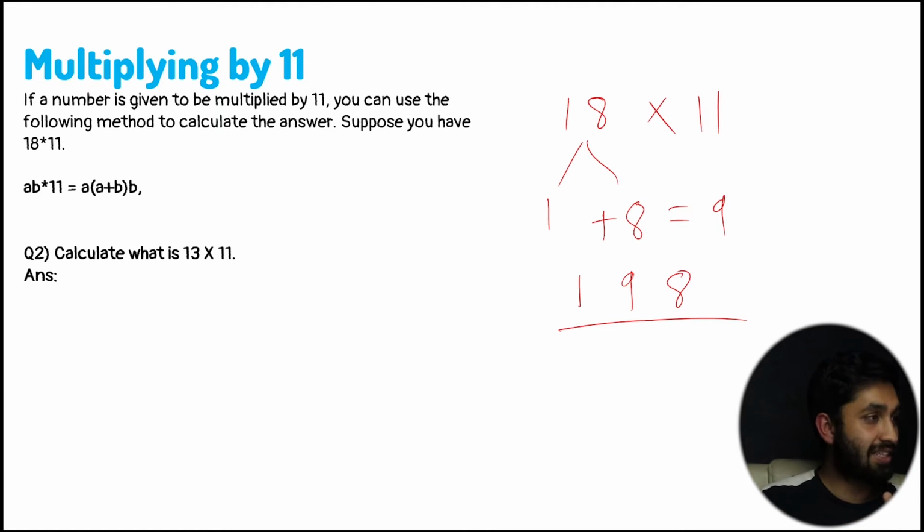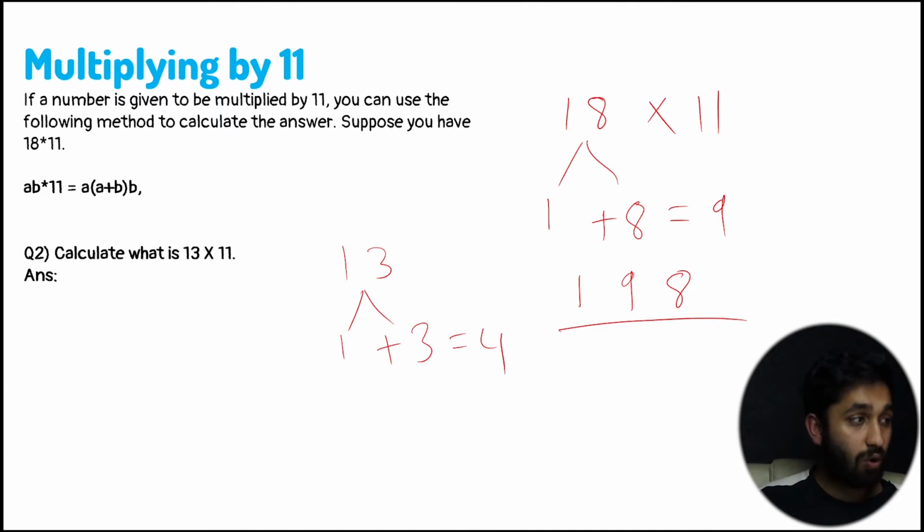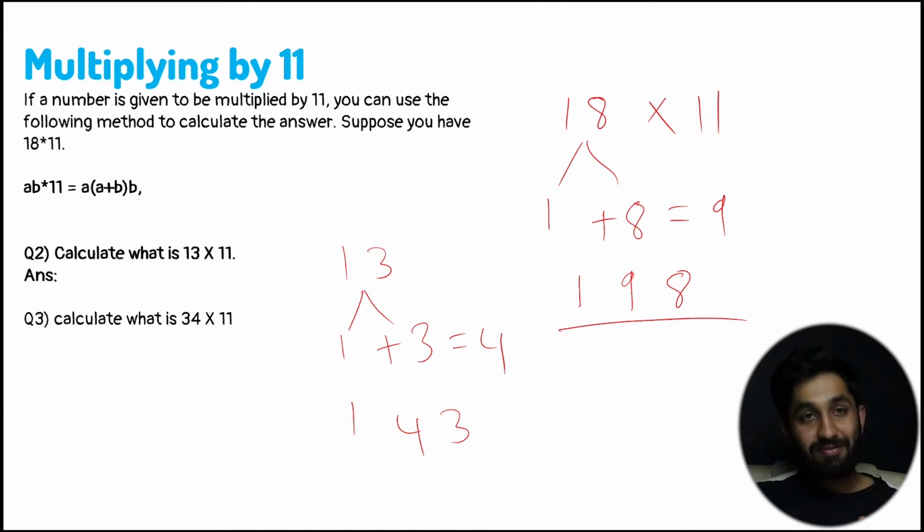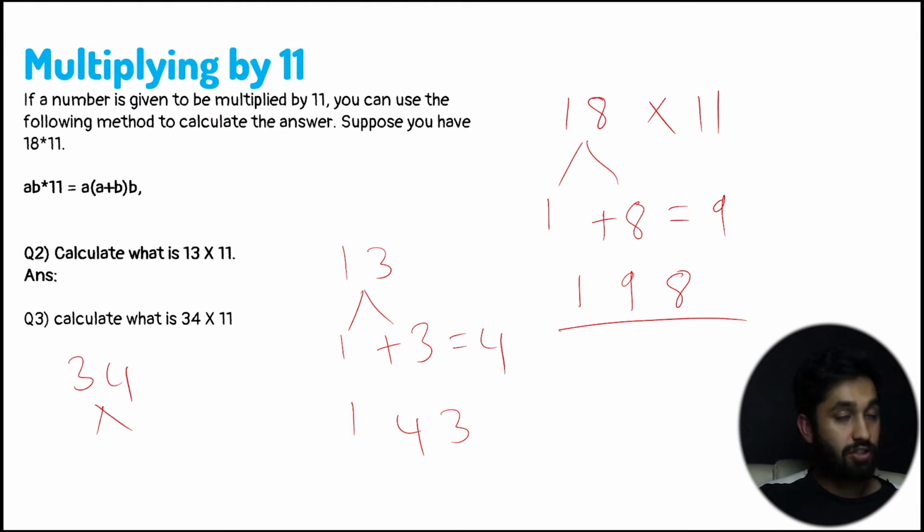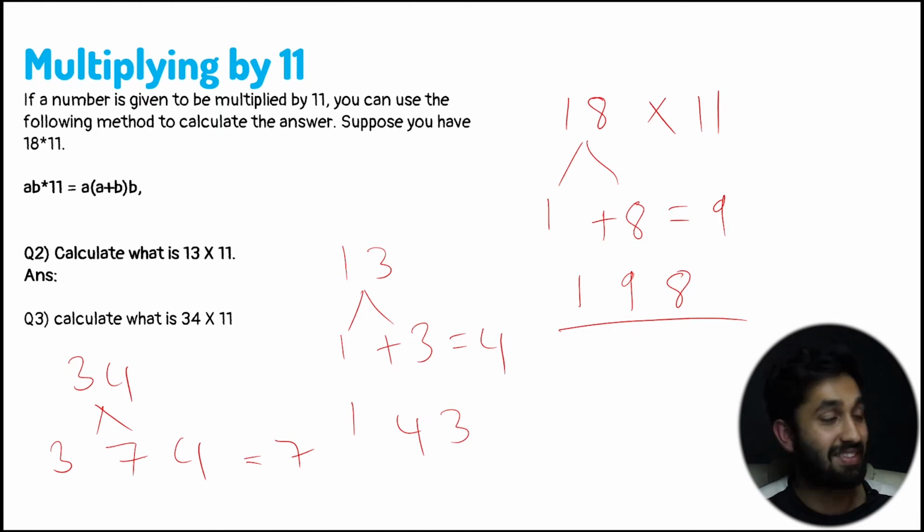Let's have a go at another one. Let's calculate what's 13 times 11. Well, once again, we're going to split up the number 13 into its 2 digits, so 1 and 3. 1 plus 3 is 4. Now, we're going to shove 4 back in between the 1 and the 3 to make 143. It's that simple. It's honestly amazing. Okay, what about 34 multiplied by 11? Well, we're going to split up 34 into its 2 digits once again, so 3 and 4. 3 plus 4 is 7. Now shove 7 between the 3 and the 4 to give us 374. Honestly, this is amazing.